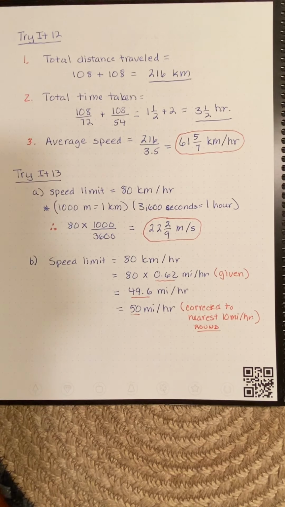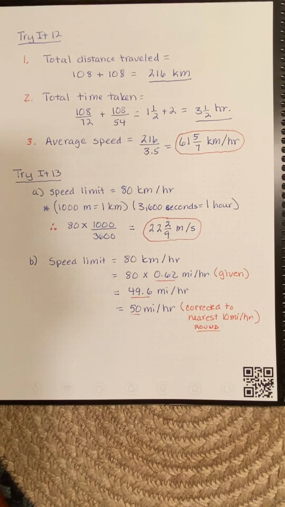Letter A says express the speed limit in meters per second. So now we have to do some conversion of units. And then letter B says taking 1 kilometer equaling 0.62 miles, express the speed limit in miles per hour. Okay, so we're doing a bunch of conversions here.